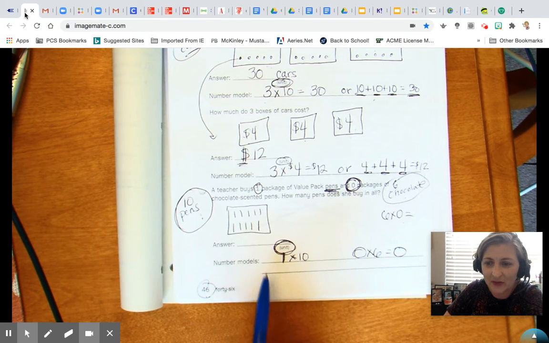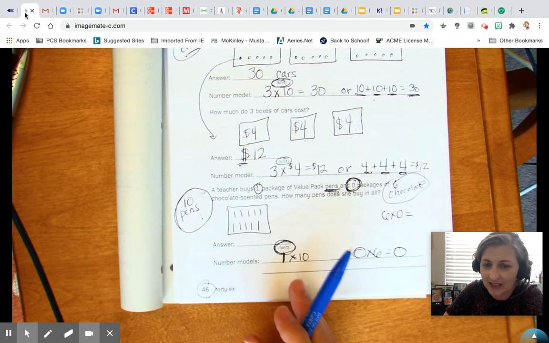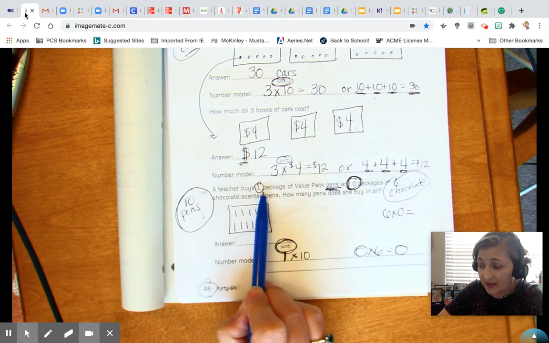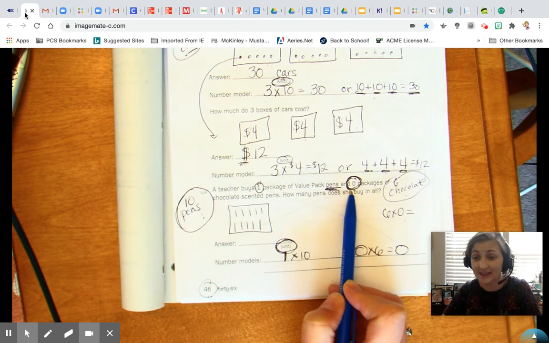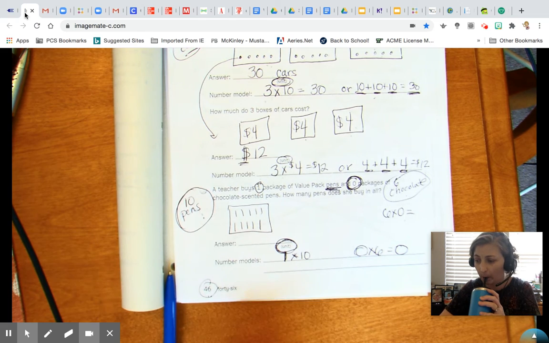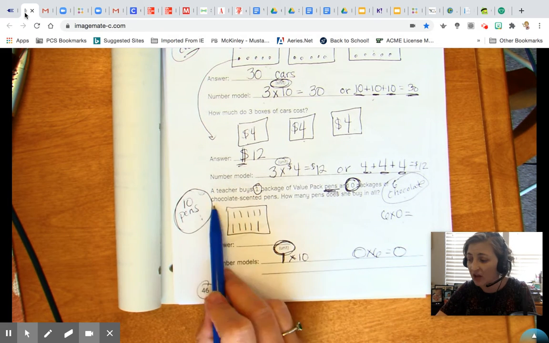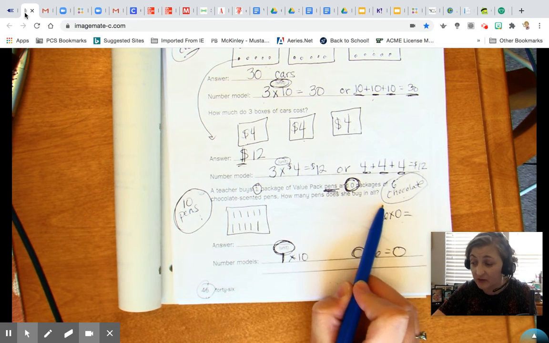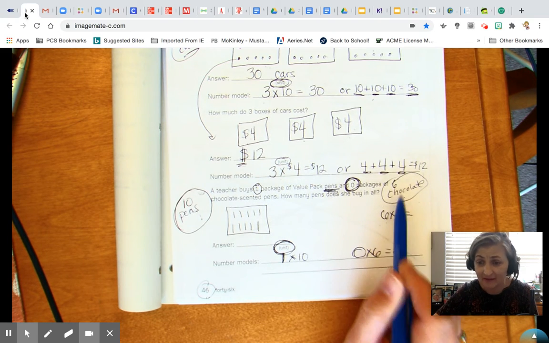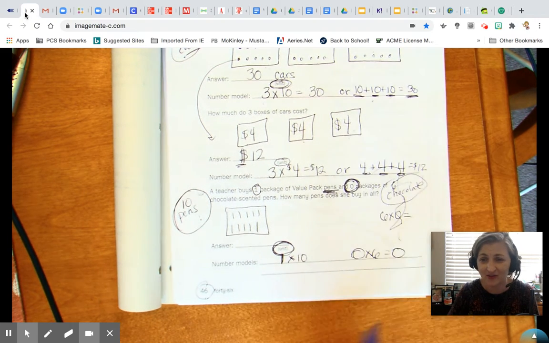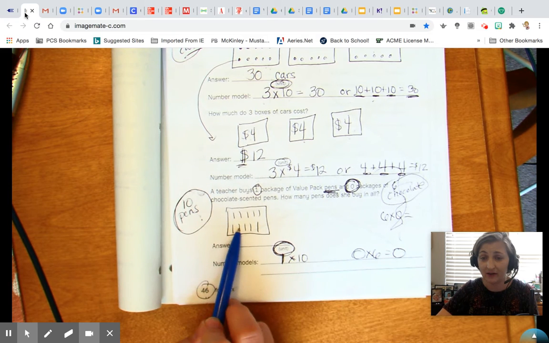Okay. Down here, this one was a tricky one. You guys did this in breakouts today. So a teacher buys 1 package of value pack pens and 0 packages of chocolate scented pens. So that means I didn't buy any of those. Okay, how many pens does she buy in all? So this one, you don't even have to worry about that. Doesn't even matter. Okay, they're trying to trick you.